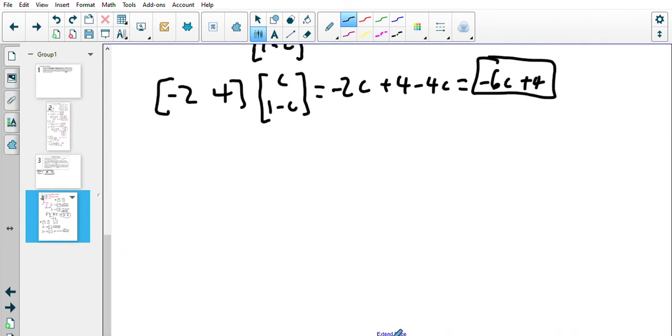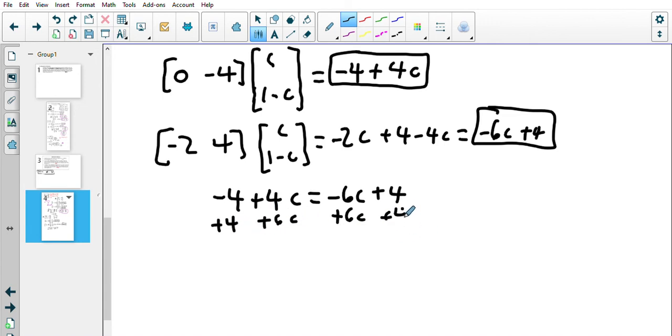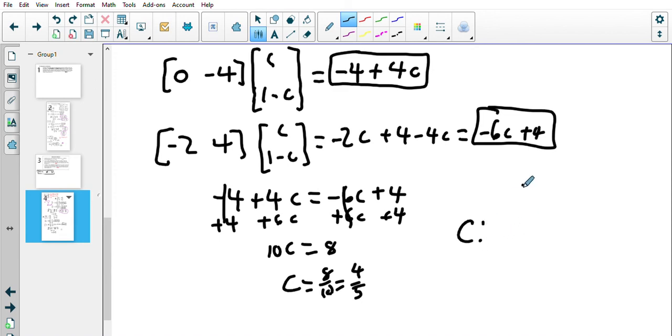Okay, so we'll see what value of C that gives us. Negative 4 plus 4C equals negative 6C plus 4. Add 6C to both sides. Add 4 to both sides. That gives us 10C equals 8. Or C equals 8/10 or 4/5. So the column strategy should be 4/5, 1/5.